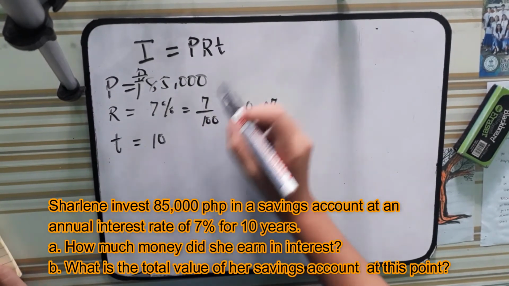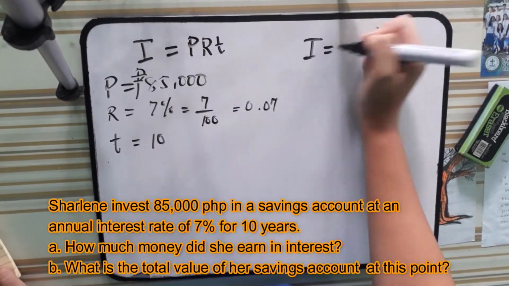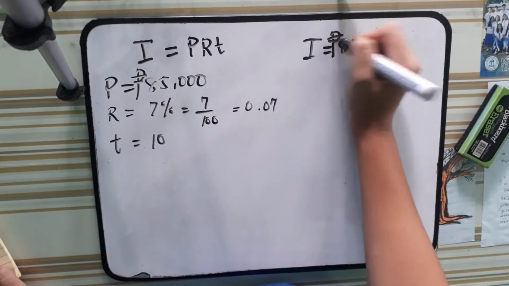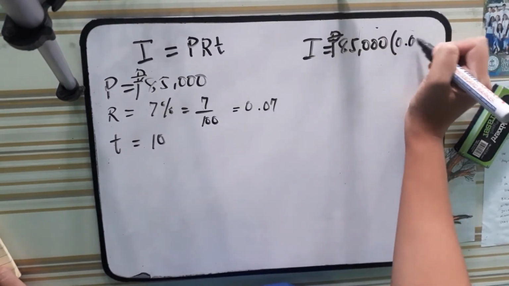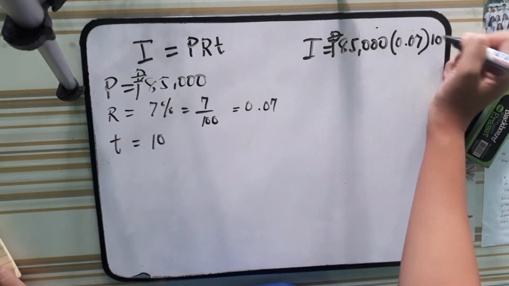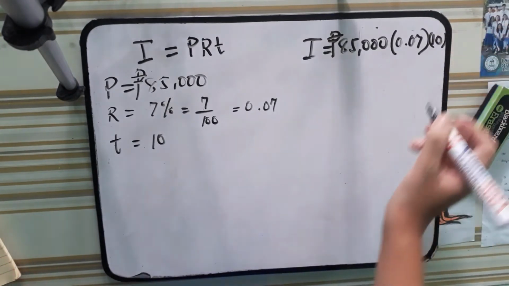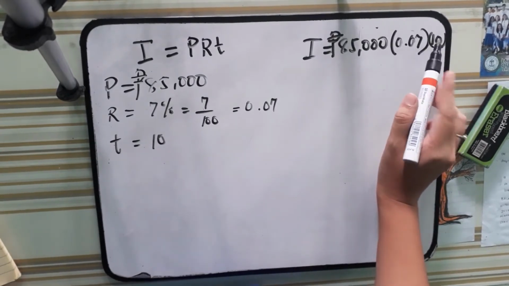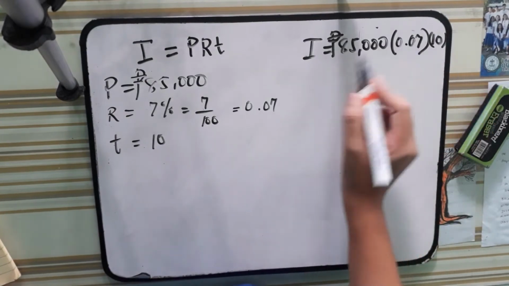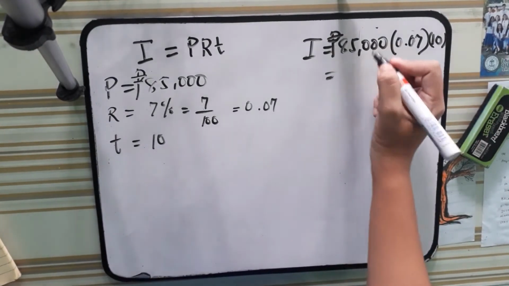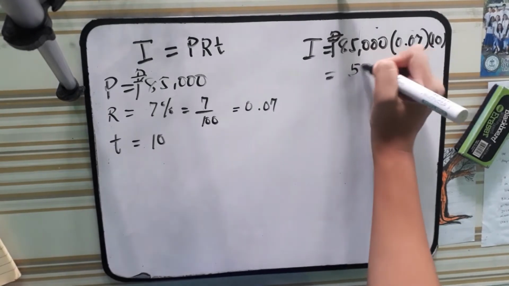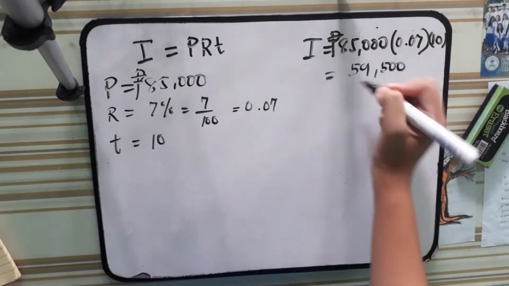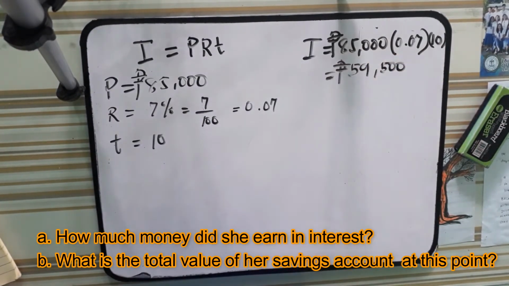Okay, now let's substitute the given on our formula. So, I is equal to our principal, which is 85,000, and our rate, which is 0.07, times the number of years, which is 10. Then, we need to find the product of 85,000, 0.07, and 10. You may use your scientific calculator if you have one. So, the interest is equal to 59,500. So this is our answer for letter A.